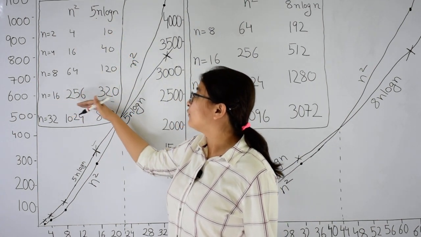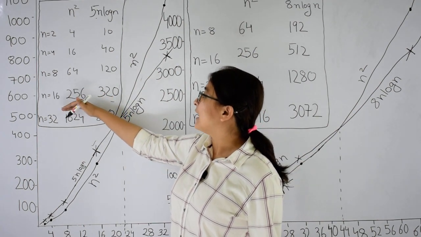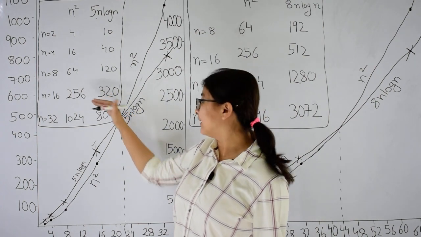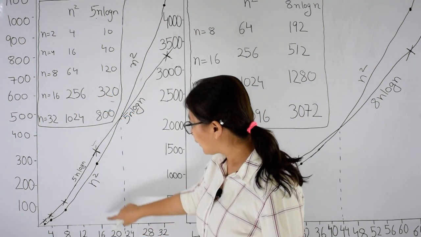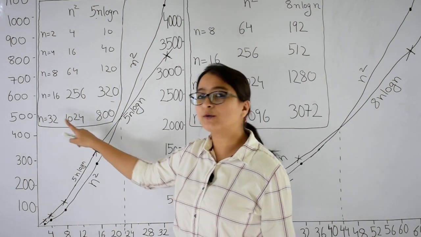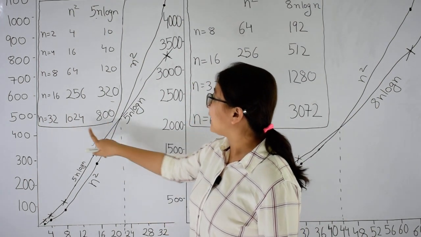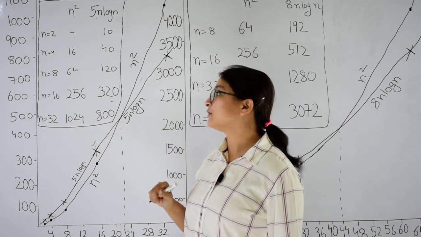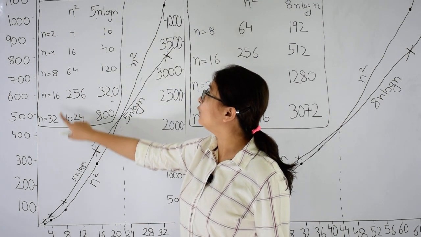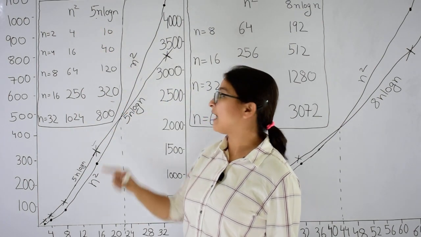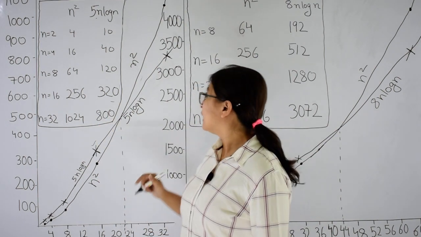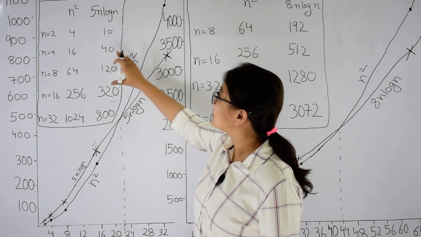And similarly we checked for n equal to 16. So n square, 16 square, is 256 and 5n log n is 320, which I think I have plotted over here. Now when we checked for another value, say n equal to 32, what we found is that n square, 32 square, is 1024, whereas 5n log n, that is log of 32 into 5, gave us a value 800. So here you can see a difference.